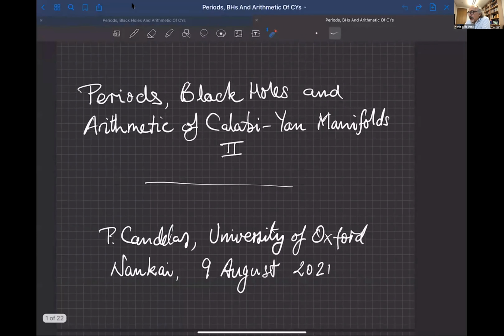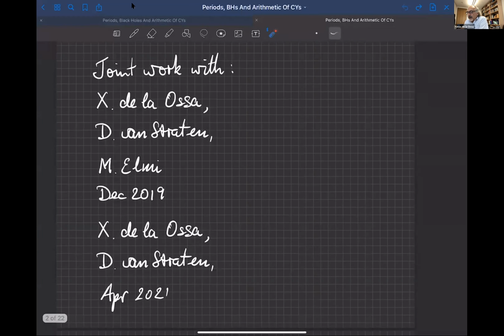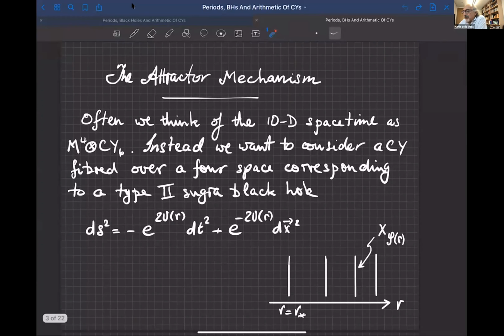So this is part 2 of the talk. This is joint work again with Xenia Dukovan-Straten and Mohammed Elmi, in a paper from December 2019. There was also a previous long paper with Xenia Dukovan-Straten that appeared just in April. Okay, so let me start with the attractor mechanism.